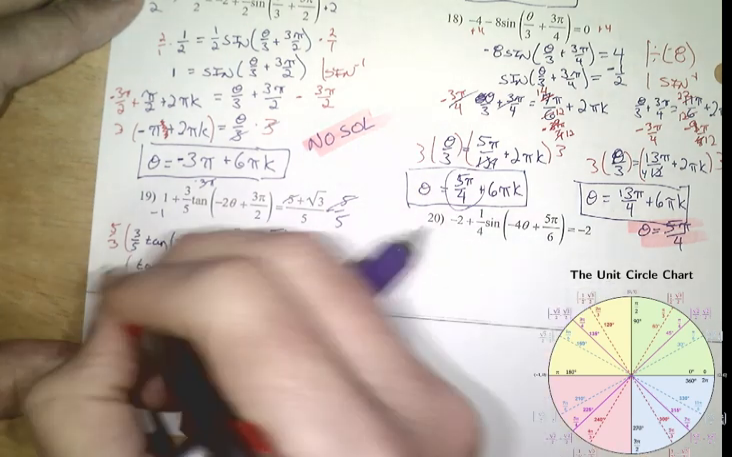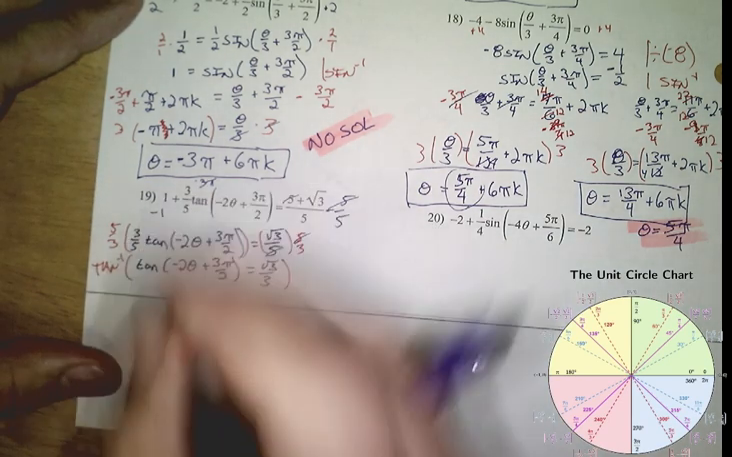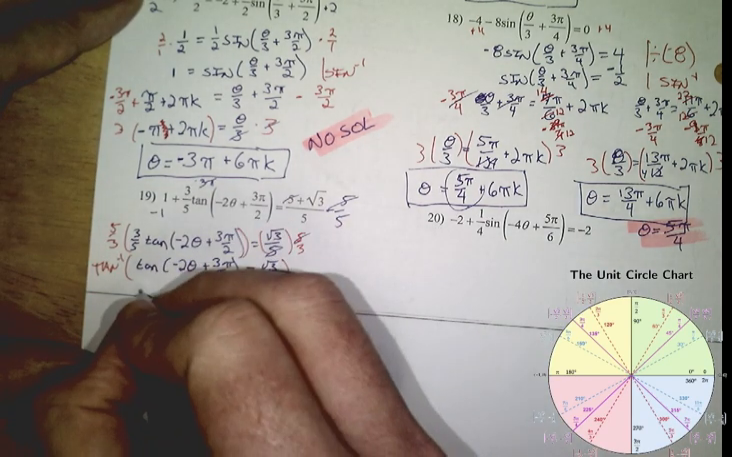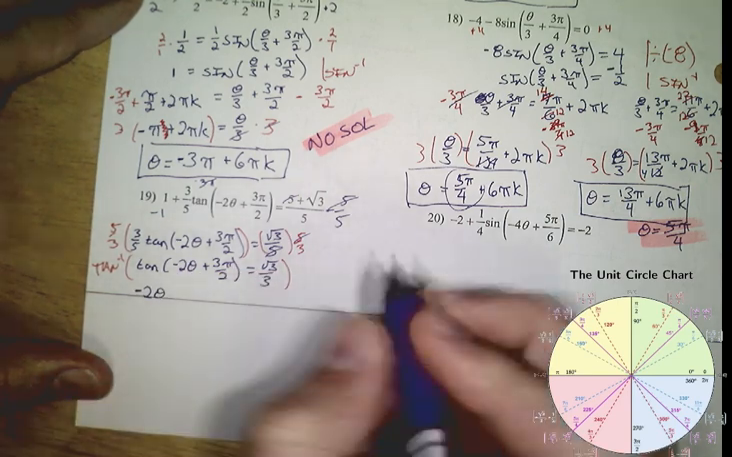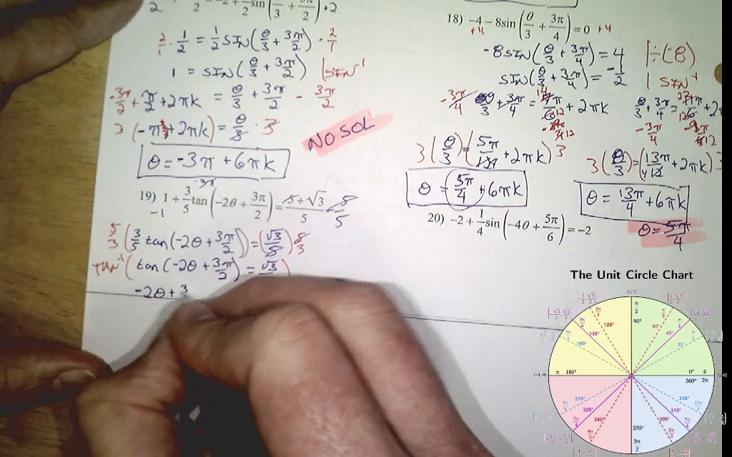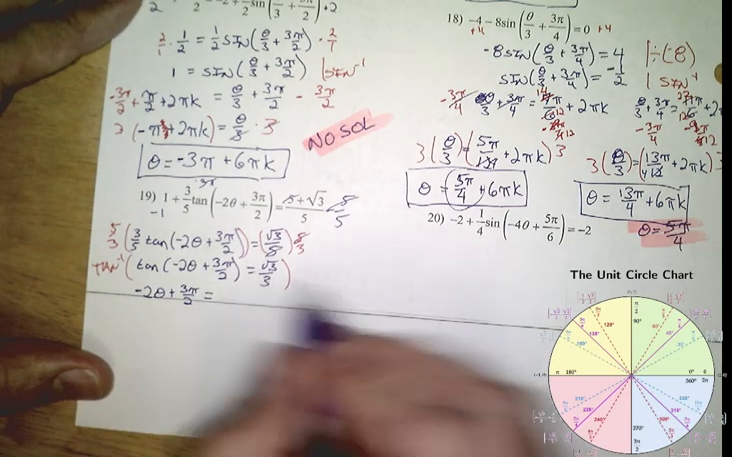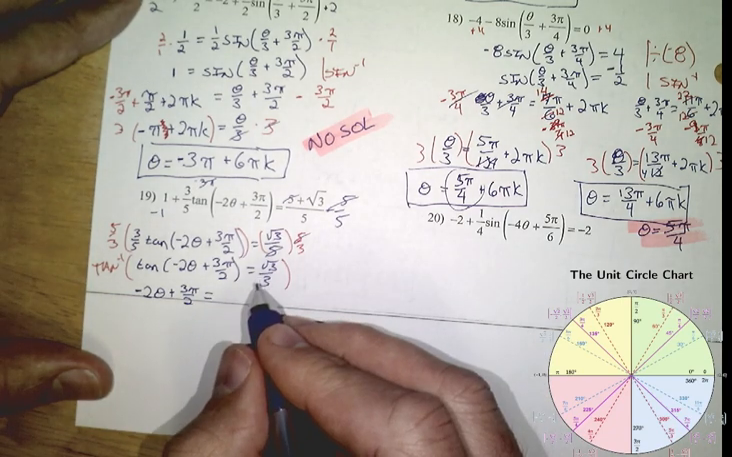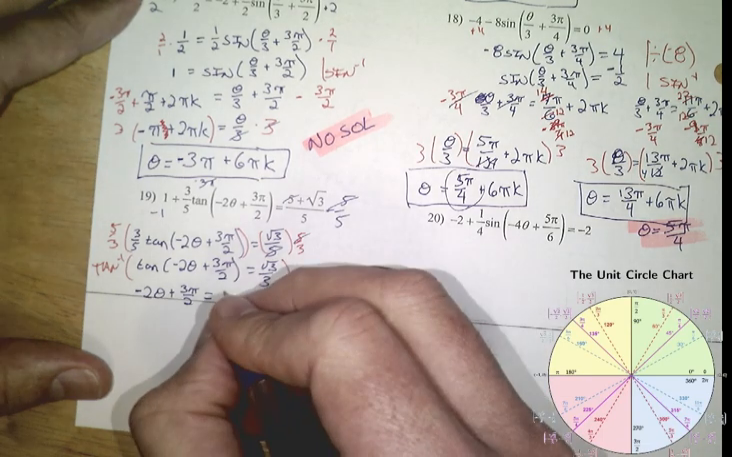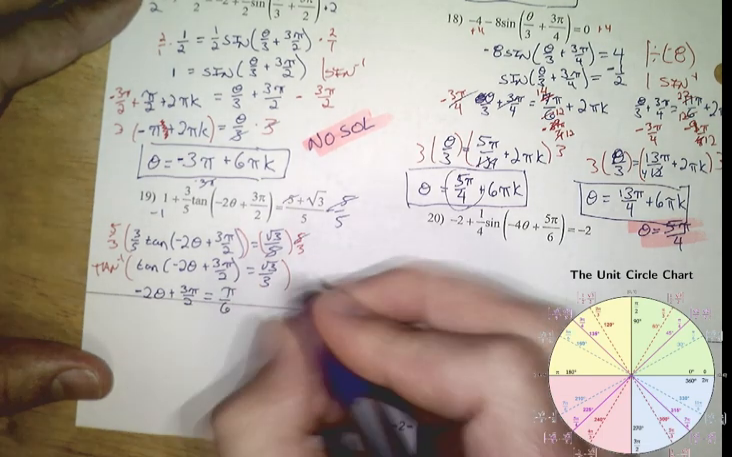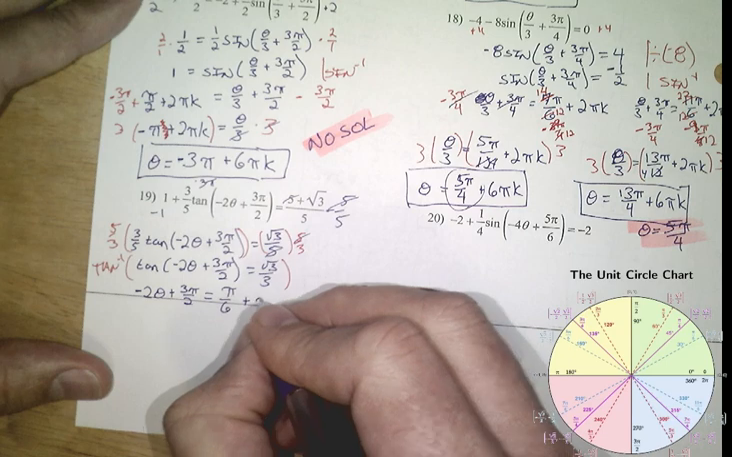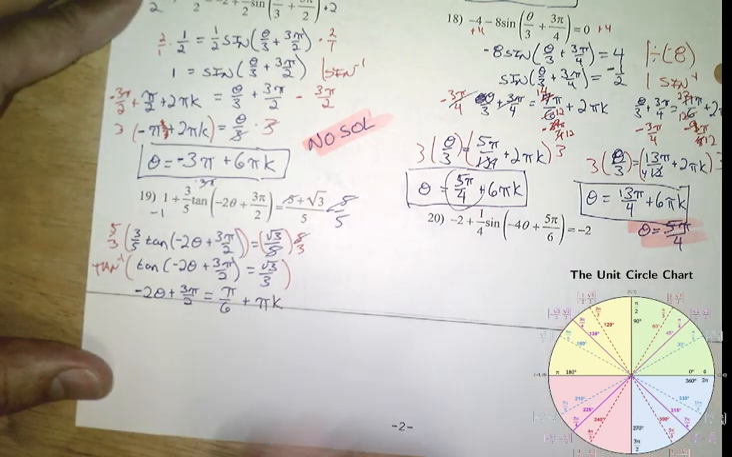Take the inverse tangent of both sides, and that gives us negative 2 theta plus 3 pi over 2 is equal to the inverse tangent of square root of 3 over 3, which should be pi over 6. And because it's tangent, we can just add pi k instead of 2 pi k and only do it once.